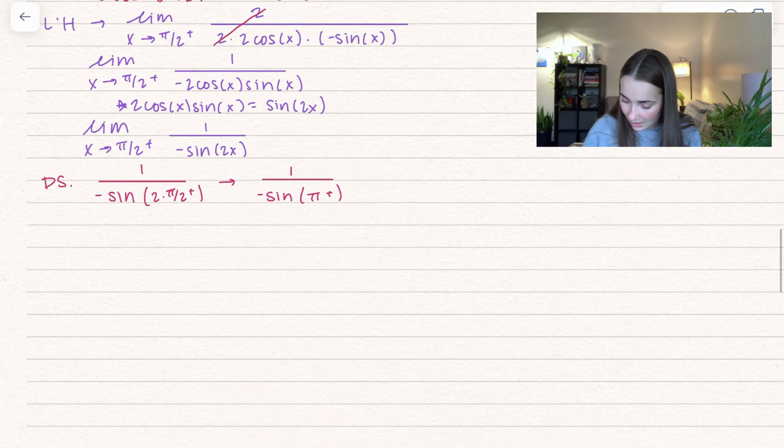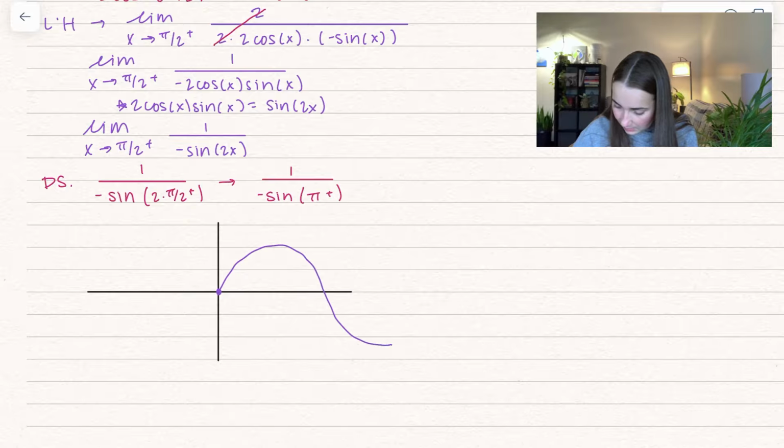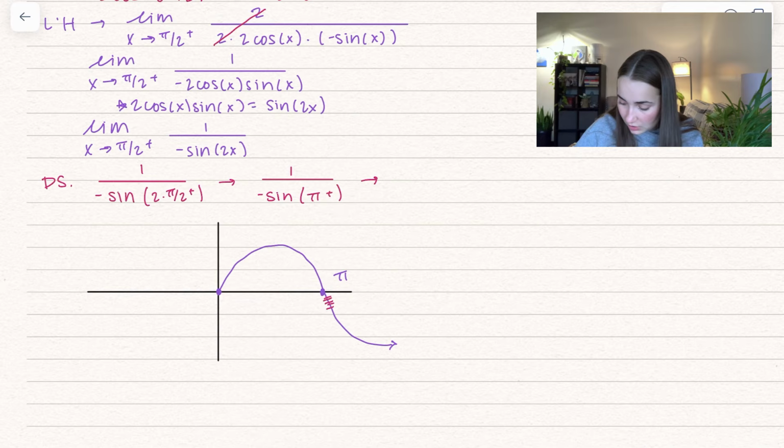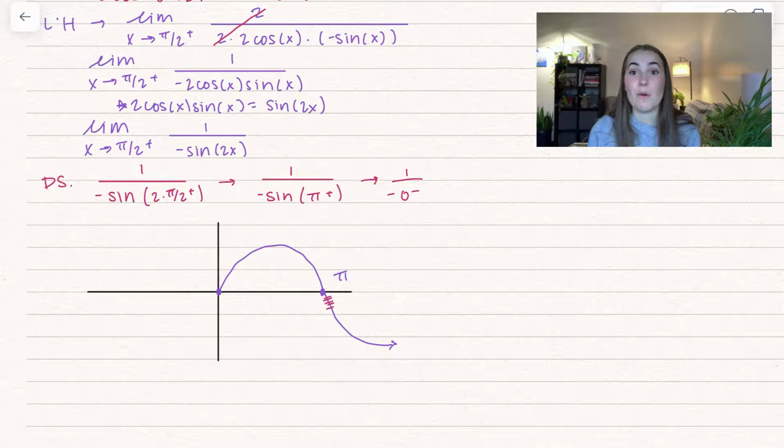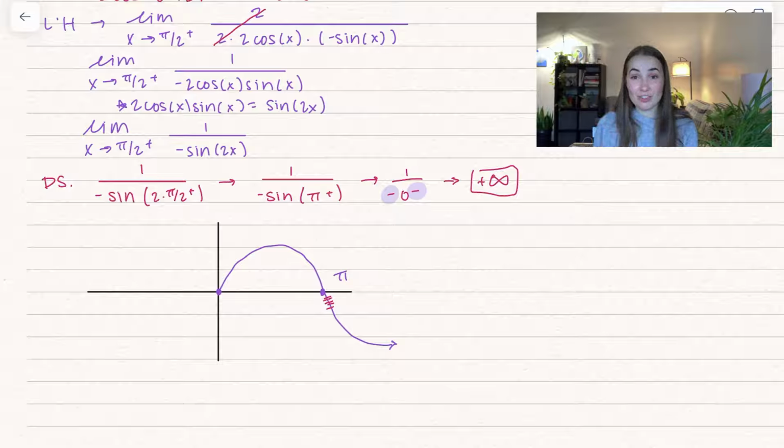Let's go ahead and set up the graph so we can see what it's approaching. Sine starts at 0, it goes up at pi over 2, comes back down at pi, and then keeps going like that. So this right here is pi. So we're approaching pi from the right side, which tells us that we're approaching 0 from the negative side. So remember, when we divide by 0, I know this is going to be positive or negative infinity. We just need to pay attention to our signs. So notice here we have this negative out front already, and we're approaching 0 from the negative side. 2 negatives cancel out, and so this leaves us at positive infinity. And that's our final solution.